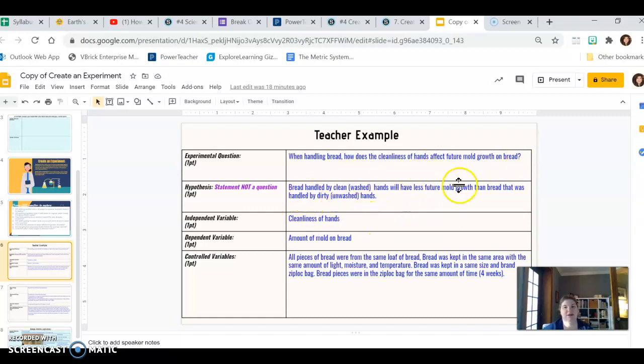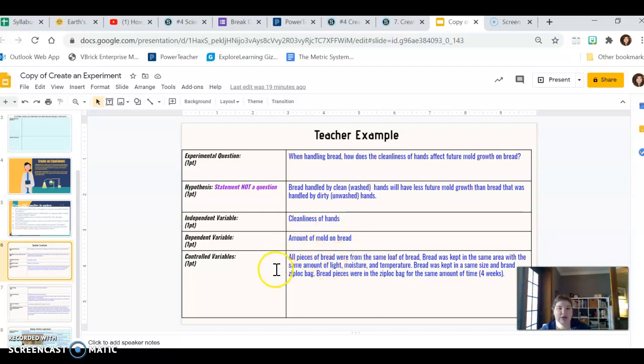Then you're going to write your hypothesis, and it's easiest to use an if-then statement for writing the hypothesis, but here we have bread handled by clean, washed hands will have less future mold growth than bread that was handled by dirty, unwashed hands. And so this is something that I can test because I can test the amount of mold growth on the bread, and I have something that I can control, which would be the cleanliness of the hands. So my independent variable would be how clean my hands are. My dependent variable would be the amount of mold on the bread because that's what I'm going to measure.